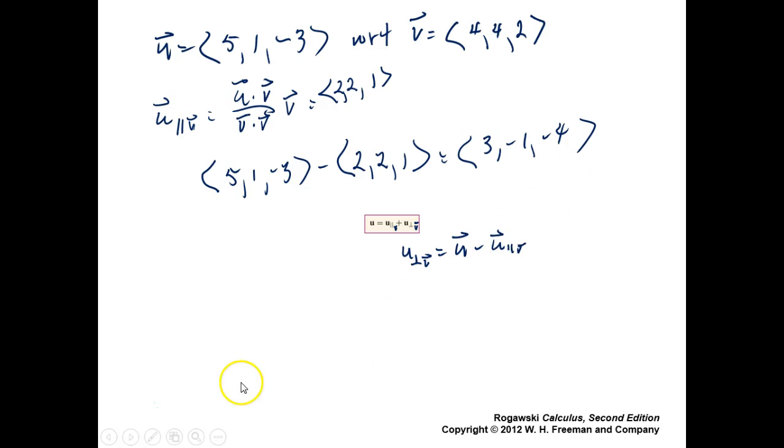I think what I'll do is erase all this from the slide. Can I do it? Y'all finished with this problem? Okay.